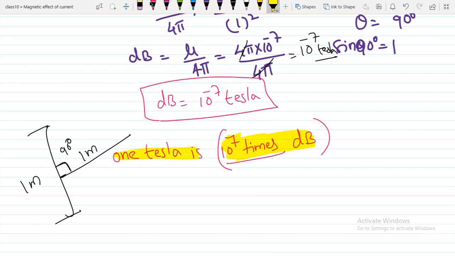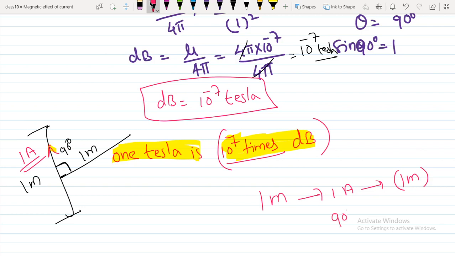So 1 Tesla equals 10 power 7 times the magnetic field at that particular location of a current carrying conducting wire of length 1 meter, and here the current is also 1 ampere. The current through the elemental length is 1 ampere. If a 1 meter wire carries 1 ampere current, at a distance of 1 meter the angle made by the position vector and the elemental length of the wire equals 90 degrees, then we define that magnetic field as 1 Tesla.